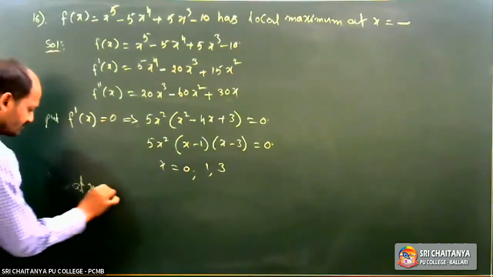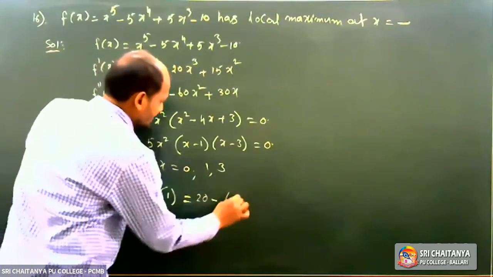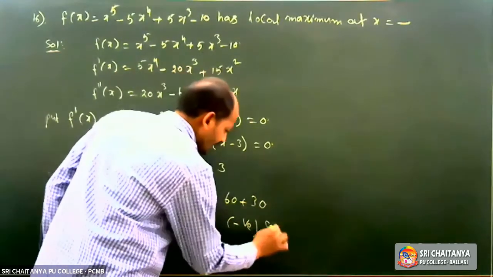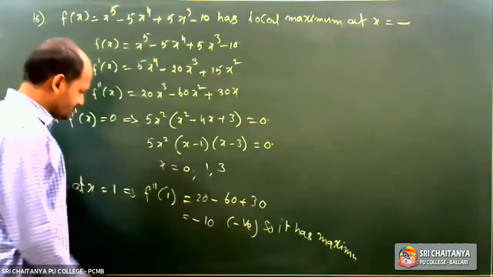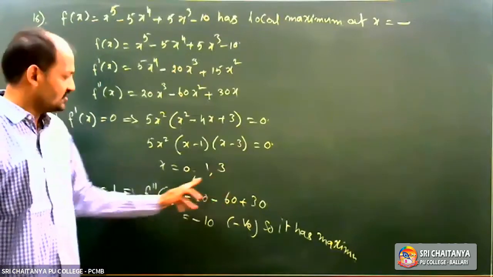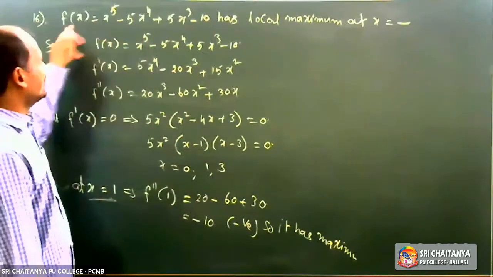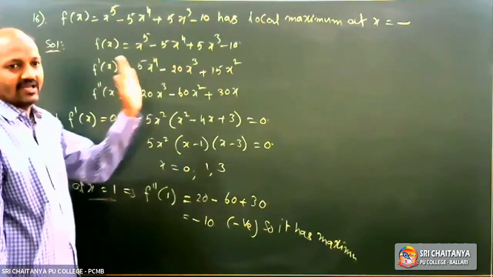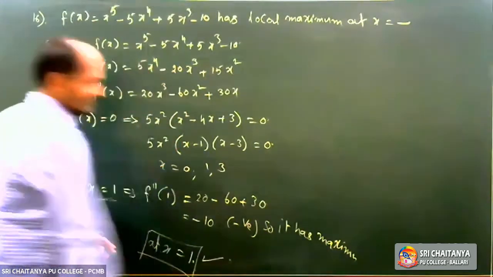So at x equal to 1, the second order derivative is 20 minus 60 plus 30, which is minus 10, negative, so it has a maximum. At x equal to 3, again we get positive. At 0 neither, at 1 negative, at 3 positive. The function has a local maximum at x equal to 1. So the answer is x equal to 1. Right.